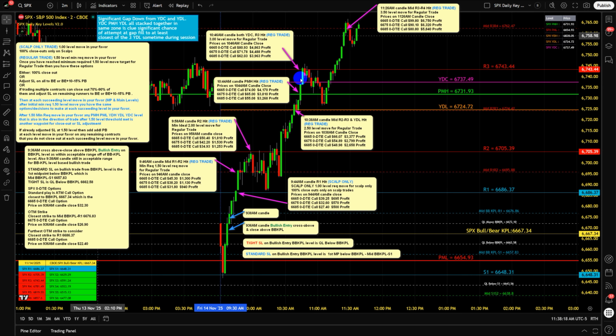Now, as you can see here, after hitting this level, it has now backed off to the PMH level, with this wick touching it here.